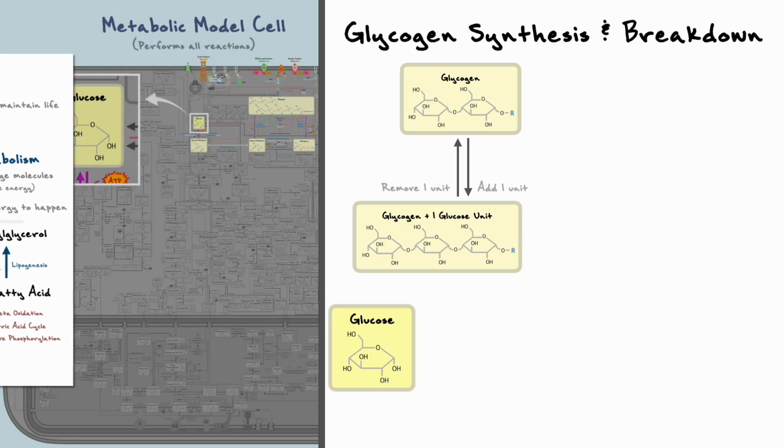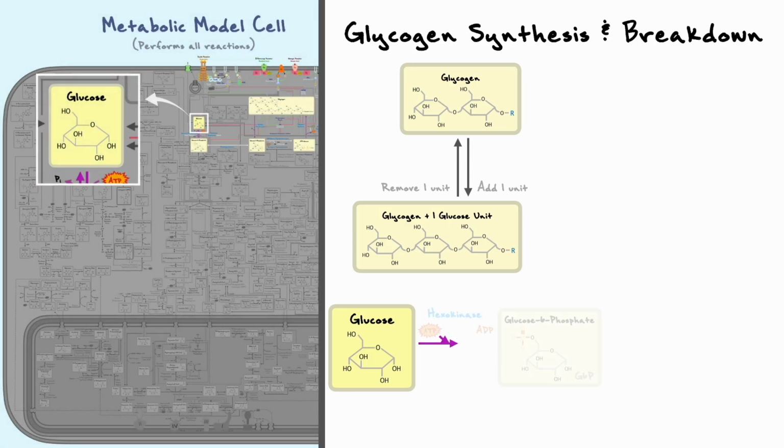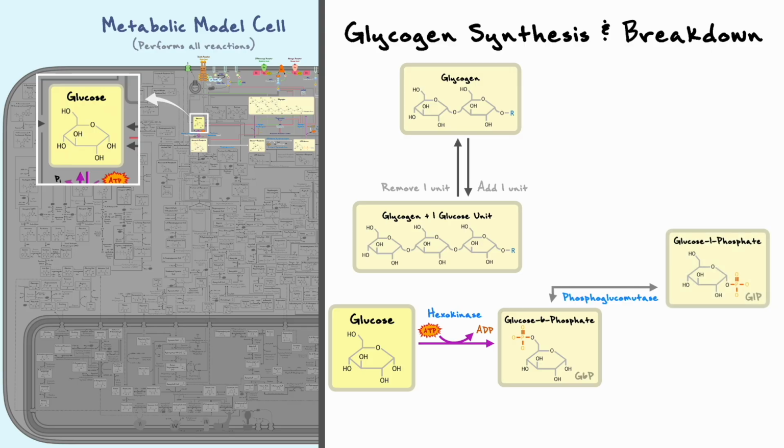To obtain this charged version of glucose, glucose first gets phosphorylated by hexokinase to make glucose 6-phosphate. Then, this glucose 6-phosphate gets reversibly mutated to glucose 1-phosphate by phosphoglucomutase. As of yet, the glucose that we have in the form of G1P has some energy in the phosphate, but not enough to be integrated into the glycogen.